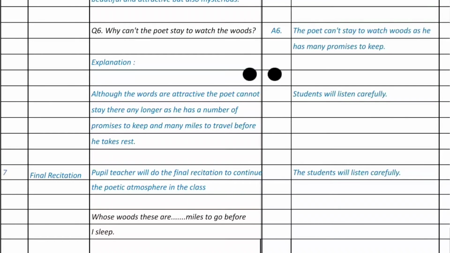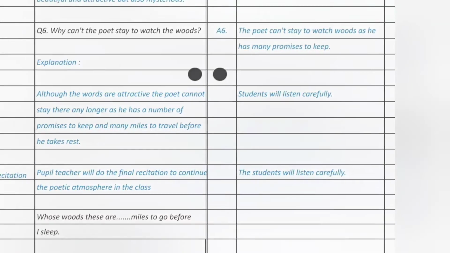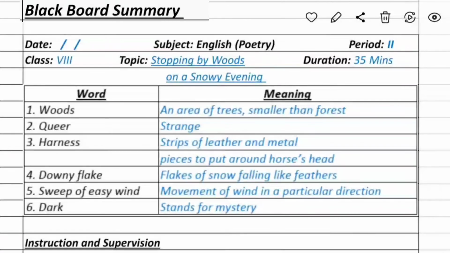And then she'll do the final recitation, which is the 7th teaching point of the lesson plan. So here in the pupil teacher's activity, we'll write the pupil teacher will do the final recitation to continue the poetic atmosphere in the class. And the students will listen carefully. Now the presentation part is over.